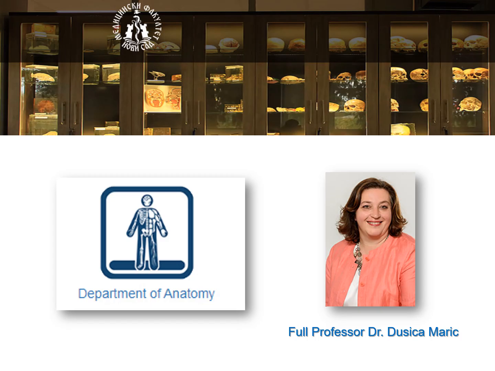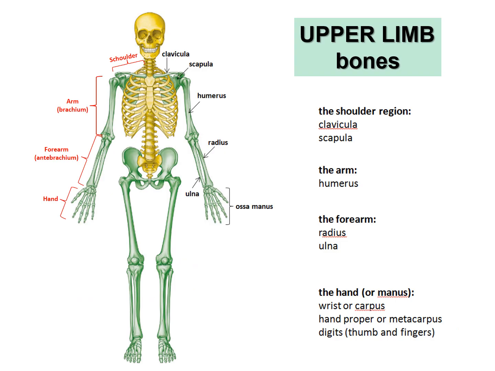Welcome to the first lecture, Anatomy of the Upper Limb. Now we shall start with the bones. The upper limb is divided into the shoulder region, the arm, the forearm, and the hand. The bones of the shoulder region are the clavicle or collarbone and the scapula or shoulder blade. They articulate with each other and form the shoulder girdle.